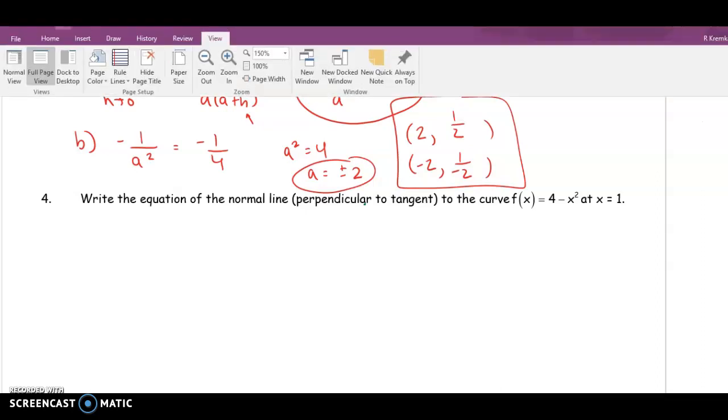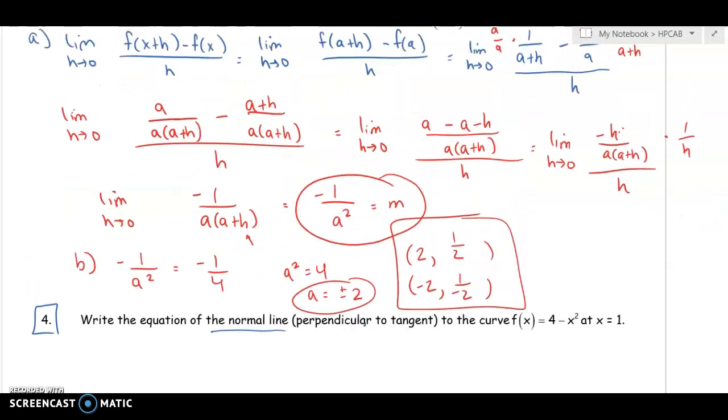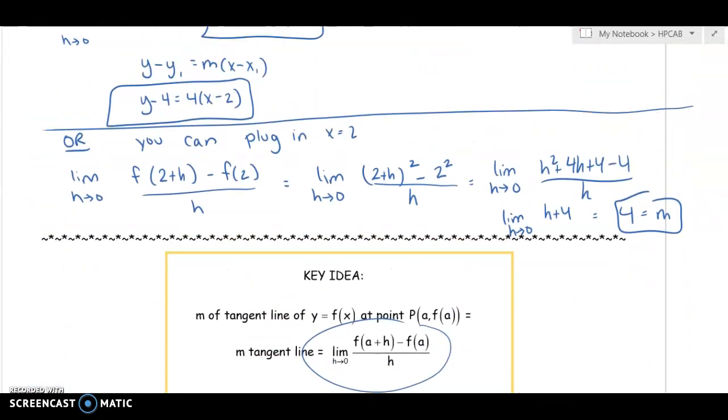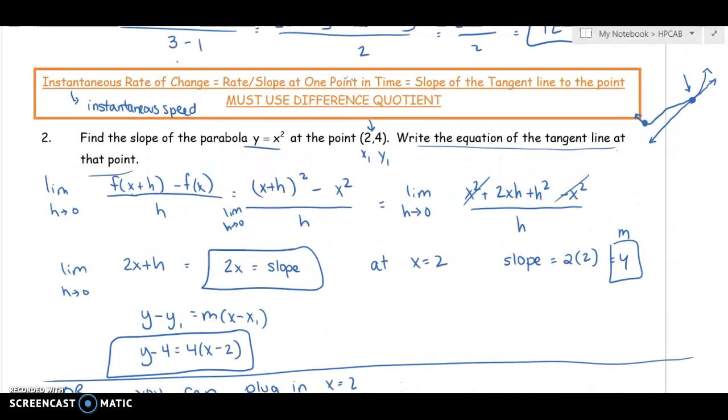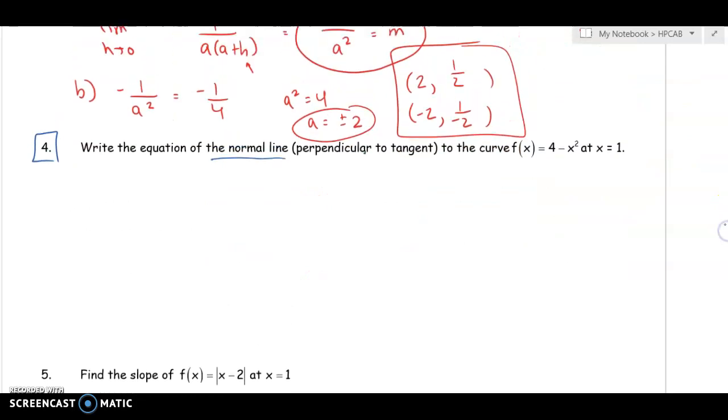And so we left off after finishing number 3. We're on to number 4 now. We're going to be writing the equation of the normal line. So we just did a problem where we had to write the equation of the tangent line, and we had to find the slope and then write the equation in point-slope form. Now we're going to be finding the equation of a normal line.